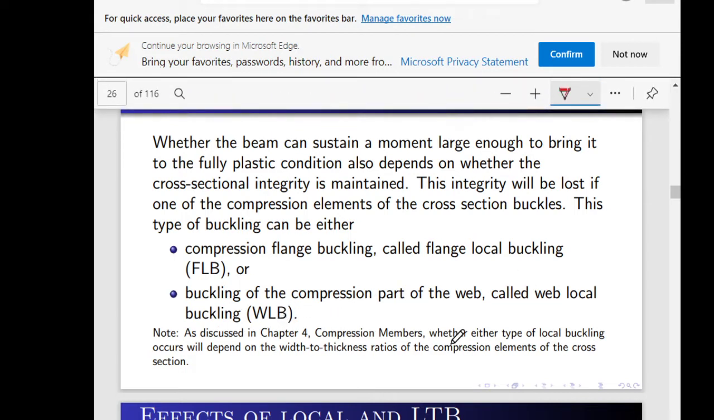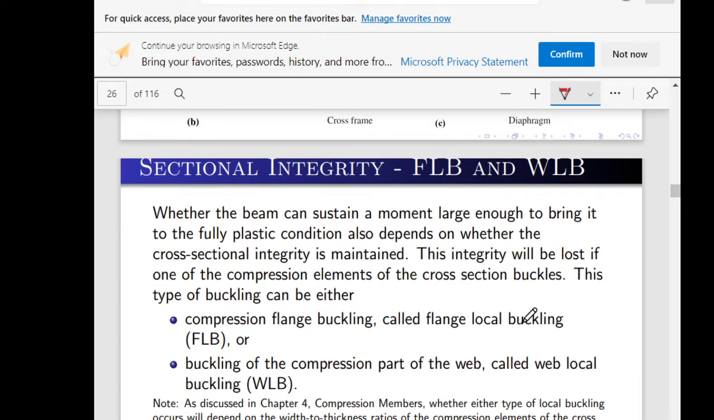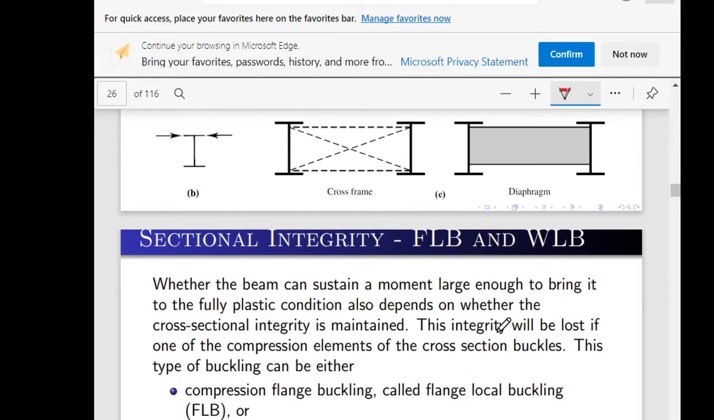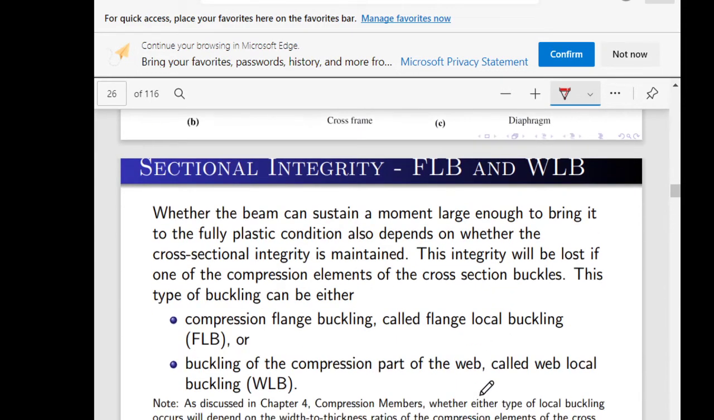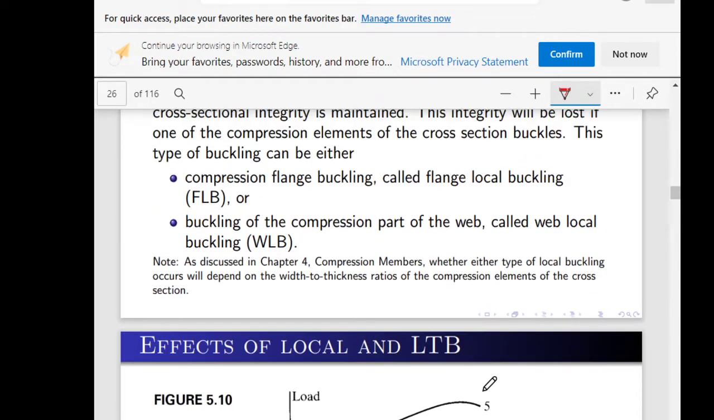Local buckling happens in the flange and in the web. So we have this sectional integrity. Either the flange buckles or the web buckles; either of that affects the sectional integrity. So it is not stable.